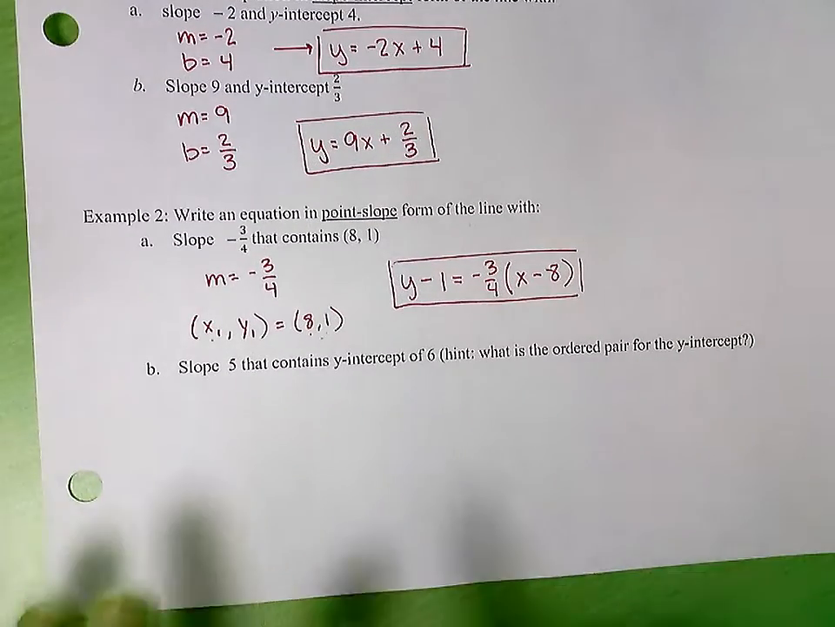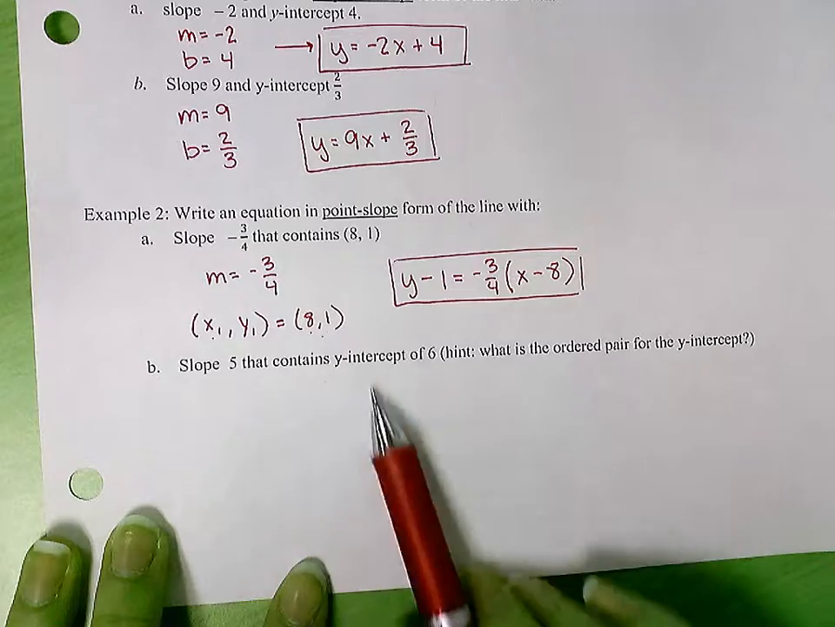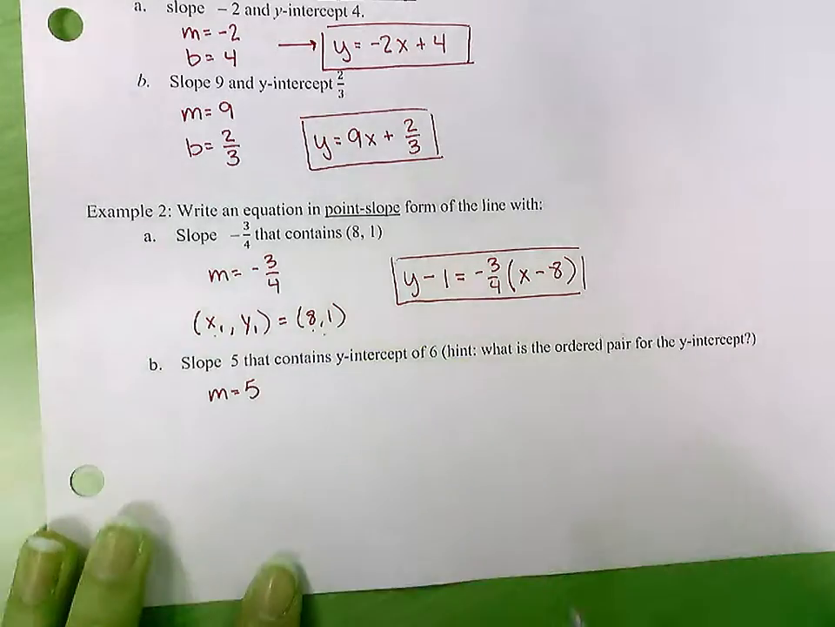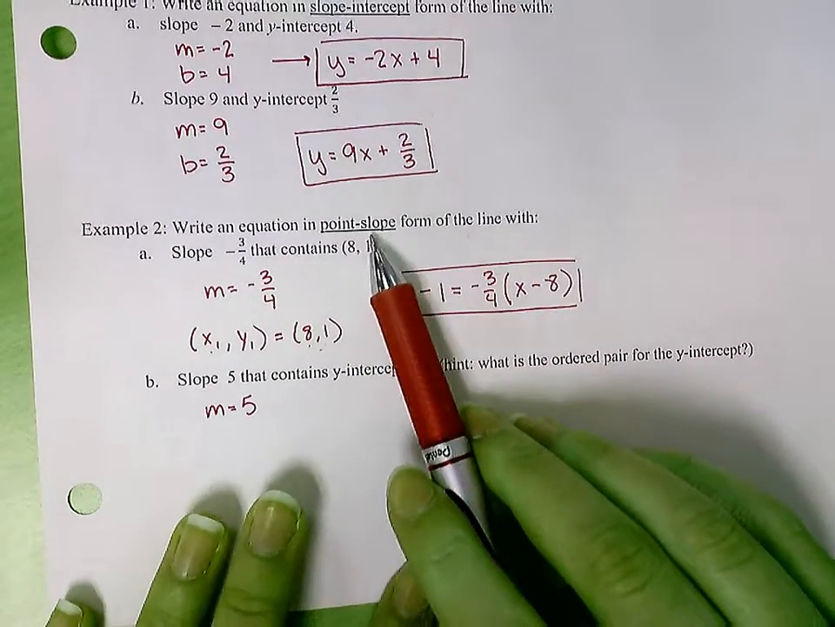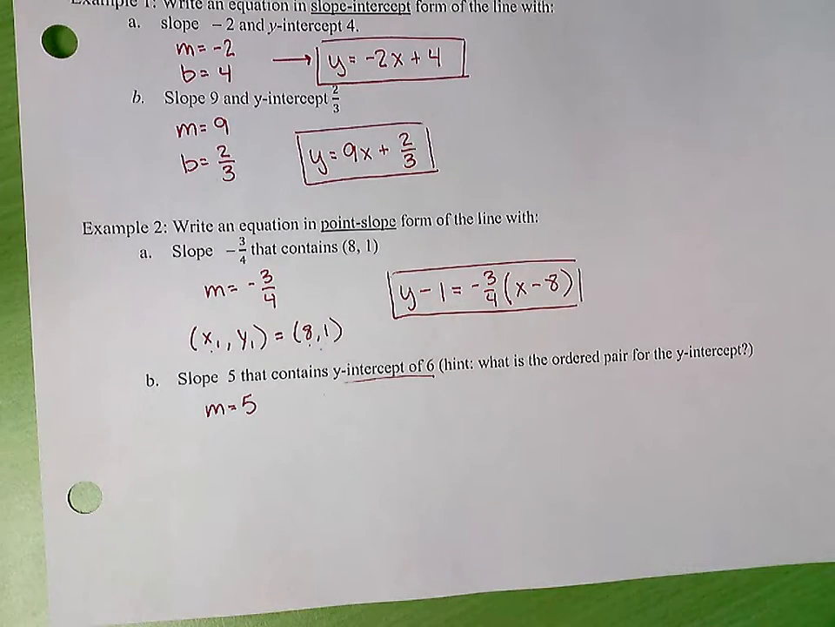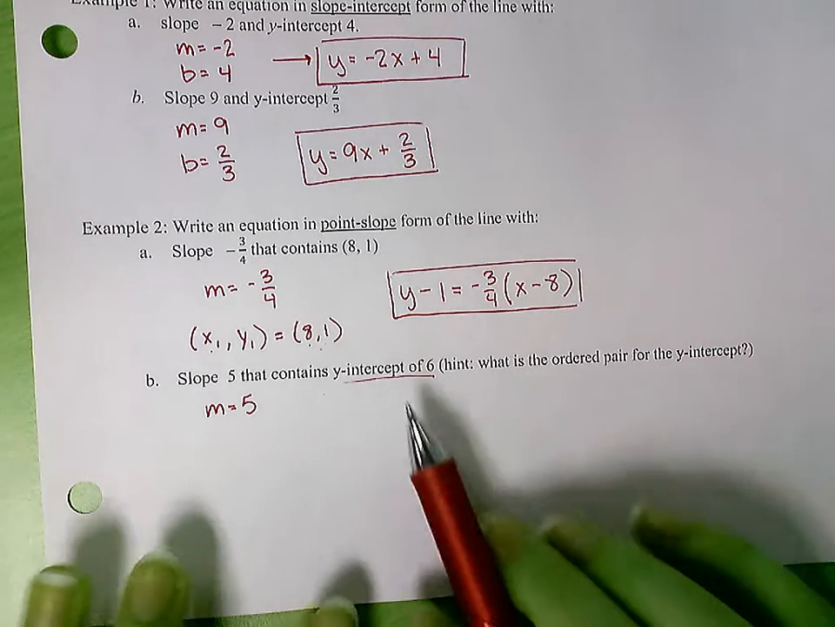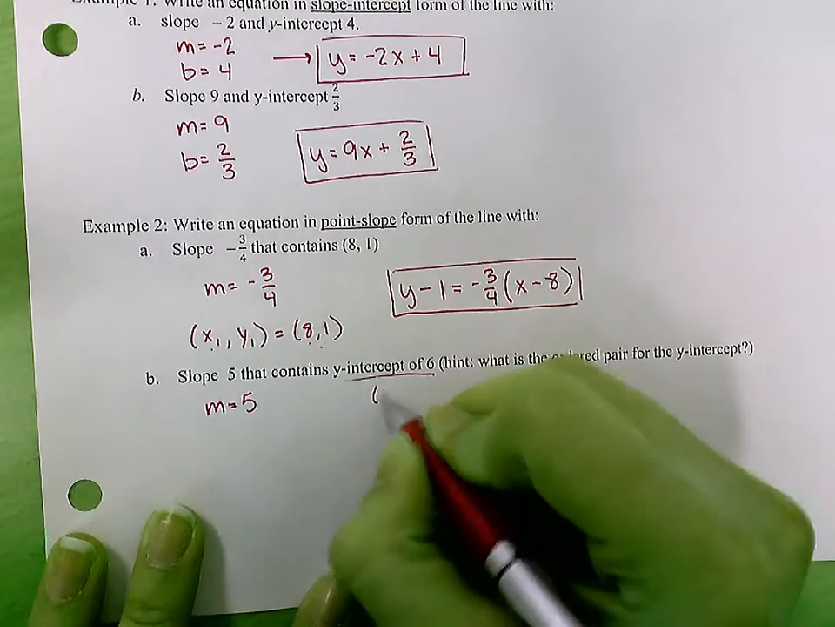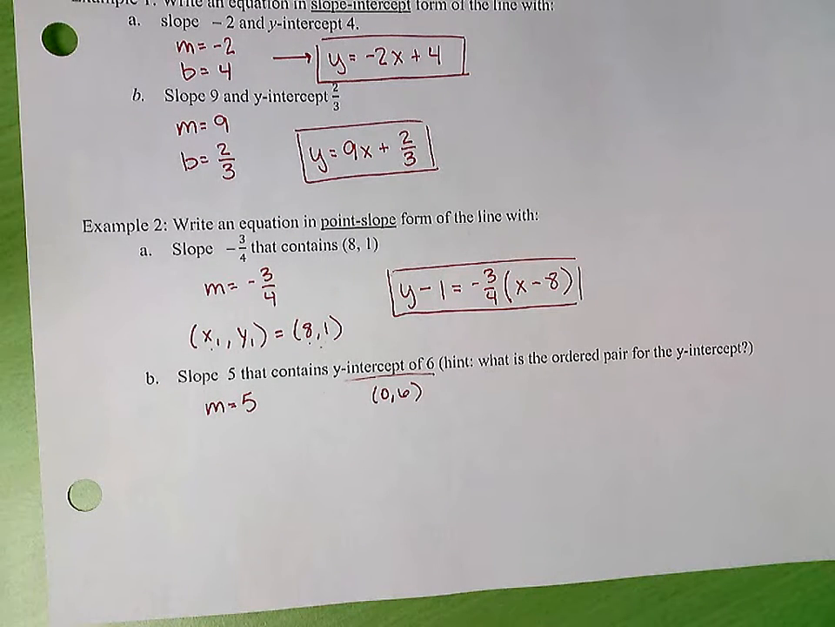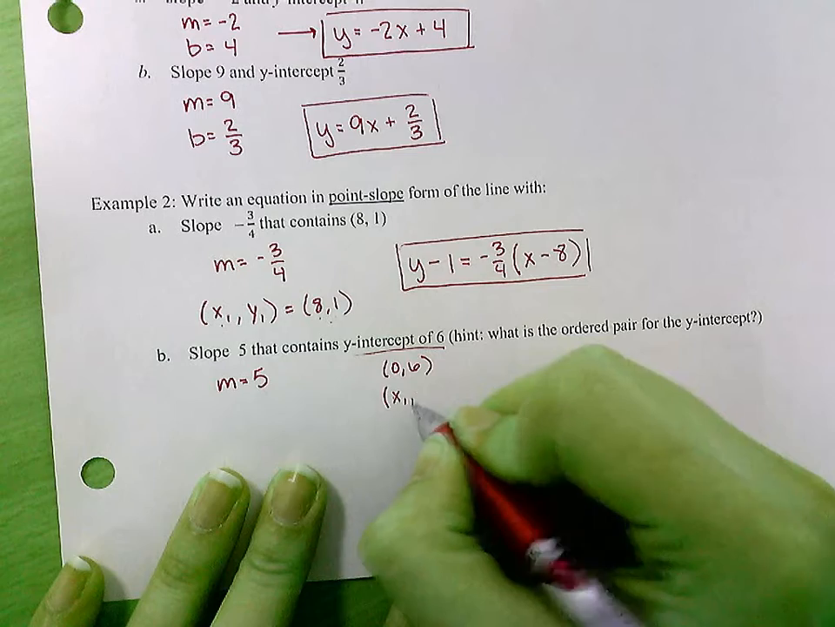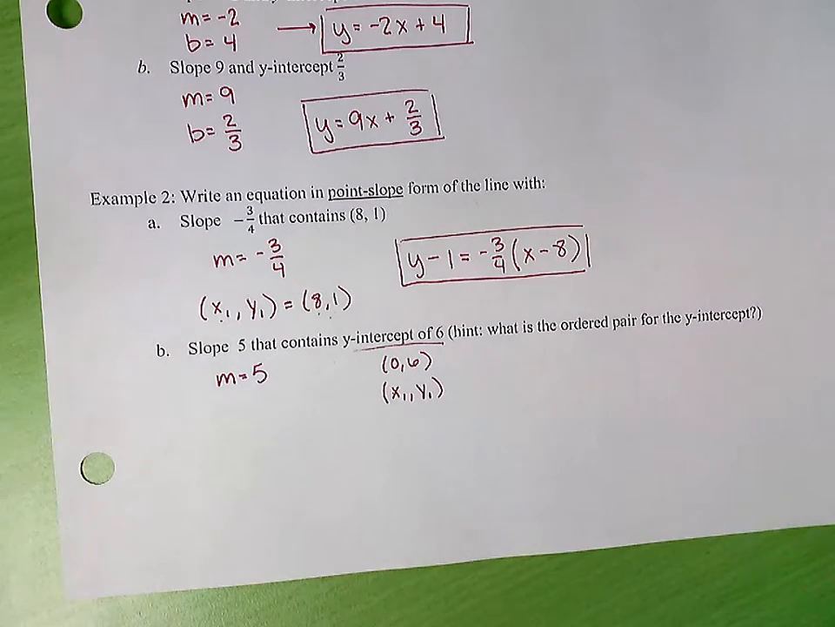Okay, then letter B. We have a slope of 5 and contains a y-intercept of 6. So our slope, m, is 5. Now, we're writing this in point-slope form. So I want to write this y-intercept as an ordered pair. What would the ordered pair of a y-intercept look like? So our coordinate point for that y-intercept is 0, 6. Okay, so that is our x sub 1, y sub 1 point for our equation.